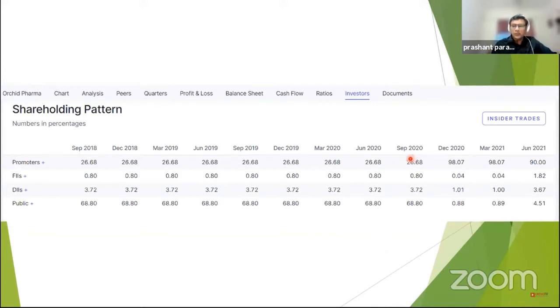In September 2020 also it was 26.68%. And what happened in December? All the shares were bought by promoters. They got their stake at 98.07%, and this public stake was decreased to 0.88%. After this, what happened? You have seen in the chart, prices went on higher and higher.